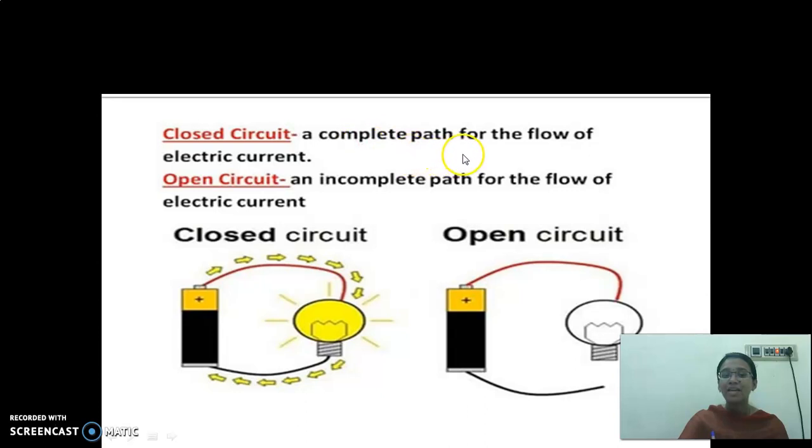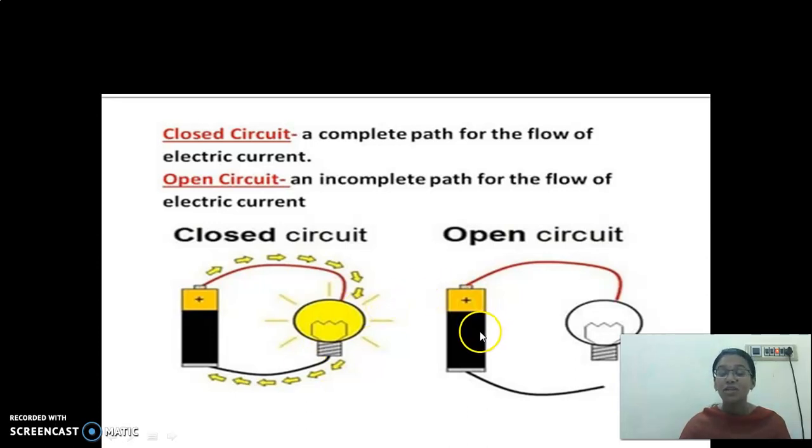So a complete path for the flow of electric current is called a closed circuit. If everything is connected together, look here. The cell is connected to the bulb, and the other end of the bulb is connected to the cell. So this is a closed circuit. Here there is no opening. Is there any opening here? Everything is completely closed, right? So this circuit is called a closed circuit.